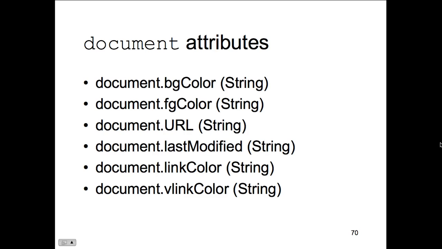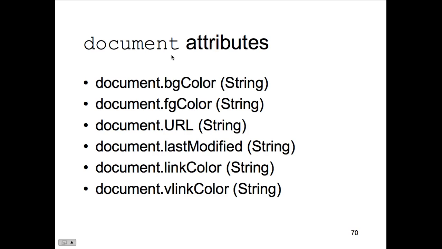Here's another sampling, actually. And one of the assignments has you do, I believe, the last modified date. So you're putting in attributes here. You can set the last modified date. You can get the last modified date. You can say background color. You can set a string, foreground color, URL, link color, viewed link color.